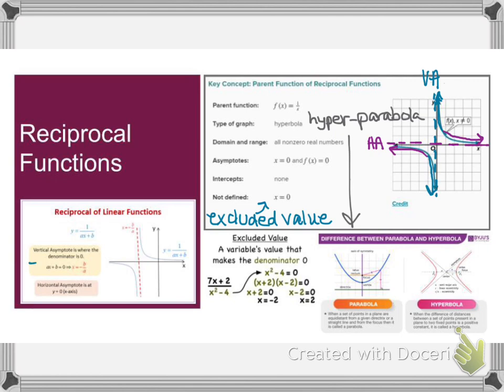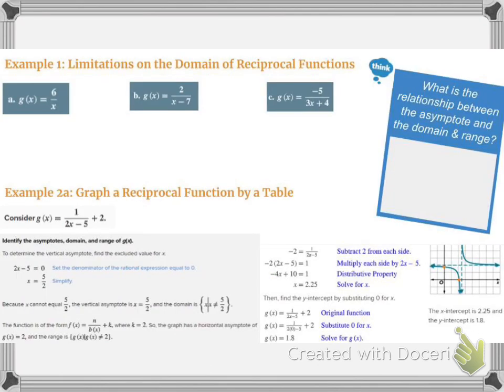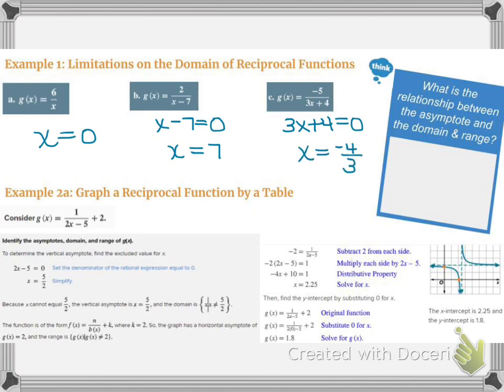Now there will be some ways to find those vertical and horizontal asymptotes as we go forward, but let's actually start with finding those excluded values. For A, B, and C, can you find the limit on the domain? Or in other words, at what point can x, or what values can x not equal? In letter A, hopefully you notice that x cannot equal 0, just like in our example. In letter B, it looks like this algebraically. In other words, x cannot equal 7. In letter C, I'm thinking of it algebraically, and x cannot equal negative 4/3.